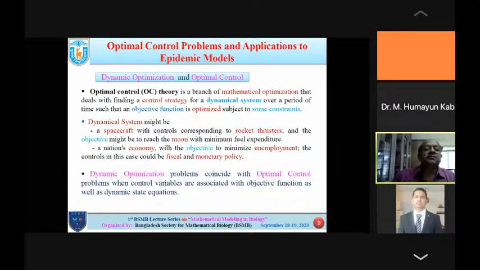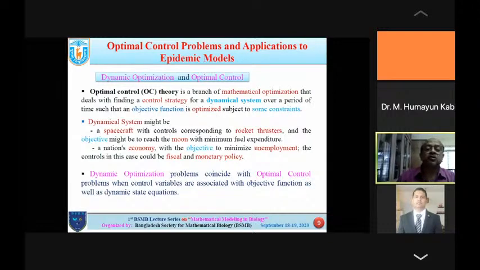examples of dynamical systems. So dynamic optimization and optimal control coincide only when the control variable is absent. When it is included in the dynamic equation, that is, in the mathematical dynamic optimization problem, this type of problem is called an optimal control problem. So this is the very basic background of optimal control.